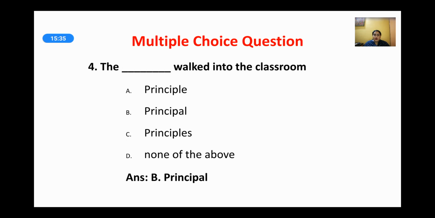The dash walked into the classroom. Principal, PRINCIPLE, or the one ending with PAL, PLES, or none of the above. And the clear answer is principal. Please remember, principal refers to the head of the institution. Answer B. The first word principle, ending with PLE, refers to ethics, values that you have. For example, my principle is not to lie. My principle is not to betray anybody. That is the ethic that I have.